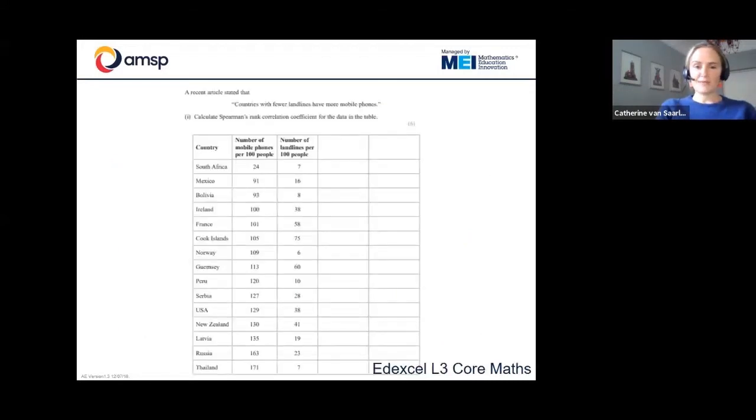This question is from Edexcel, and I put this one in here to highlight the fact that Spearman's rank is in Edexcel as well. They're obviously providing the table for them, but they actually have to go through the process of calculating Spearman's rank, and it's worth 6 marks. And there's a second part of the question as well, where they're asked to comment on the article statement too.